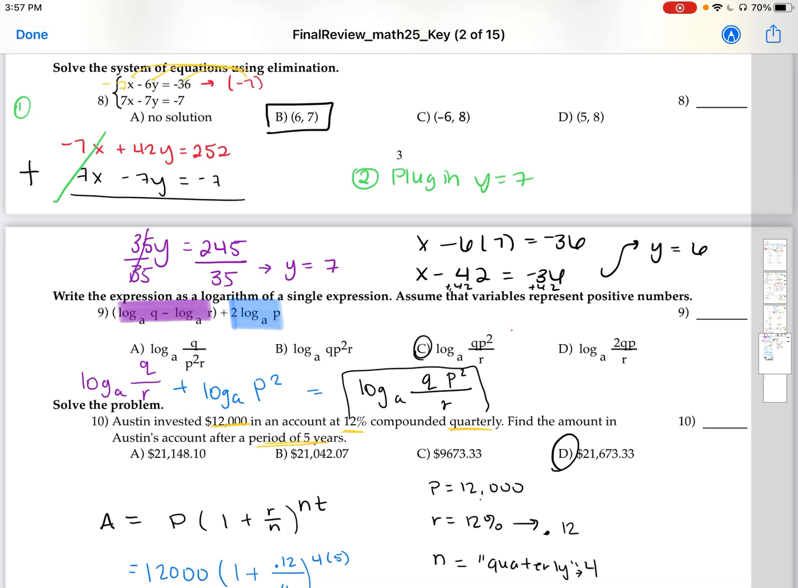I added them and my x's canceled. I got y equals 7. I plugged that into any one of my equations, and then we get y equals 6. Remember, your answer is always x comma y.